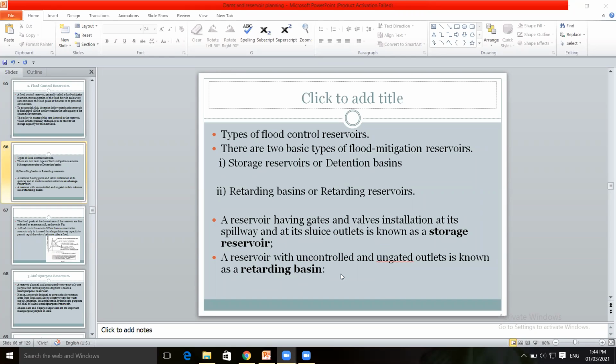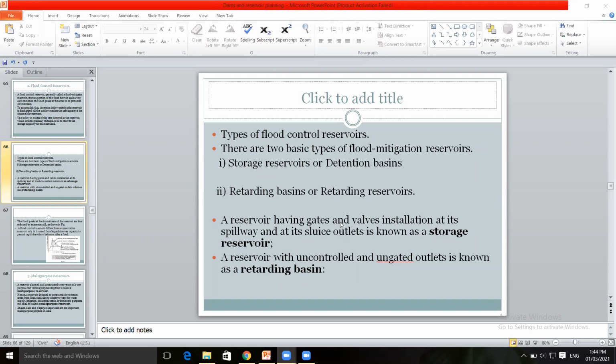And retarding basin is the reservoir with uncontrolled and ungated outlets. In this, gates are not provided, which is ungated outlets and uncontrolled outlets. That is known as retarding basin or retarding reservoir. This is the difference between storage reservoir and retarding reservoir.